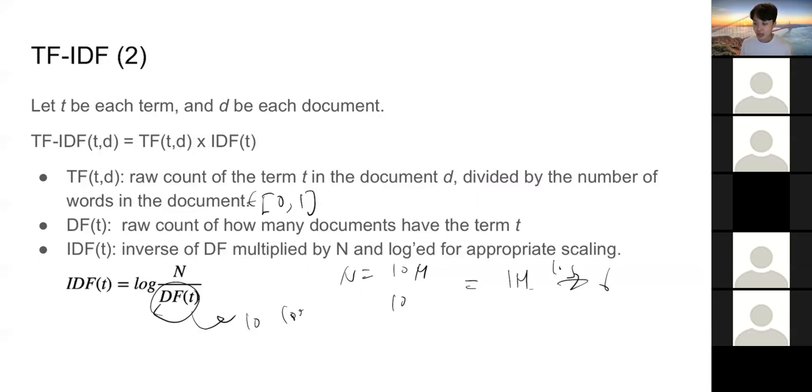So what happens if DF is equal to N? Then N over N is 1, so log of 1 is 0. So in that case, the IDF value of a term that occurs in every document is 0. So your TF-IDF will be 0, meaning that even if that term occurs many times in the document, you will just give 0 weight to it. This will probably be the case for words like is, the, they will have 0 weights anyway.